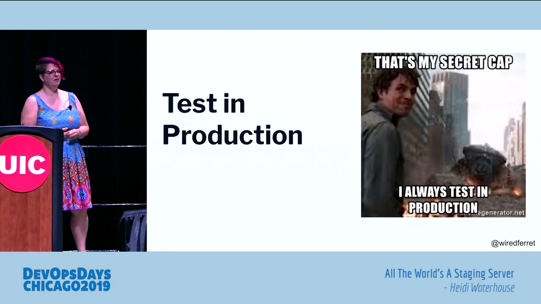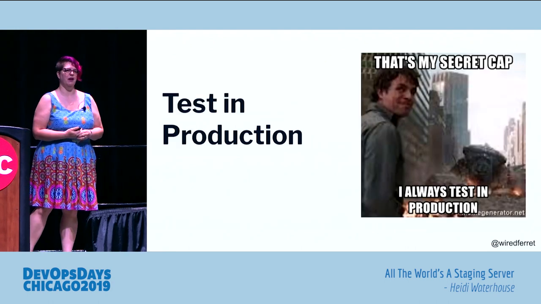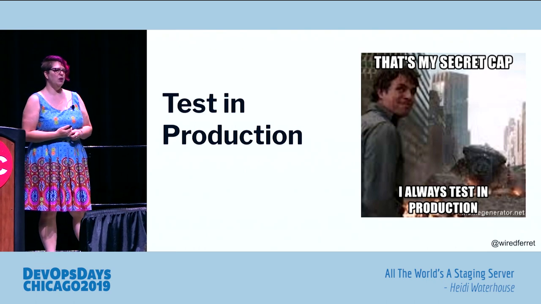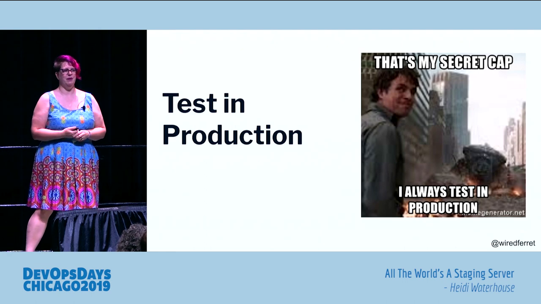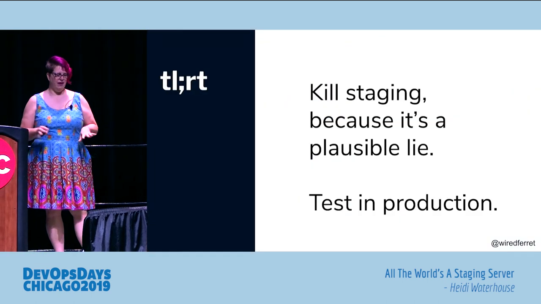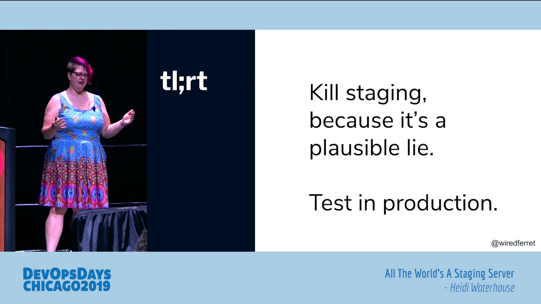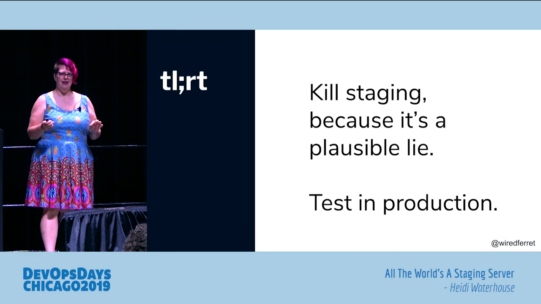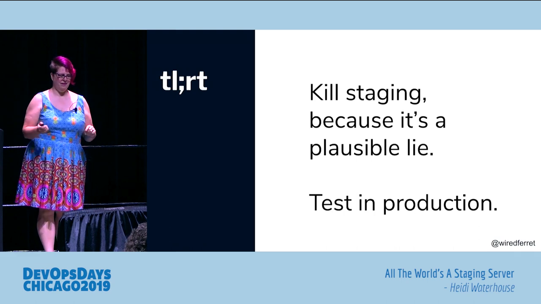Test in production, because it's the only thing that's real. Admit that you are testing in production, because if you have a failure, it's going to be in production. And if this talk was too long and you read Twitter instead, let me just leave you with this. Kill staging because it's a plausible lie. Test in production.